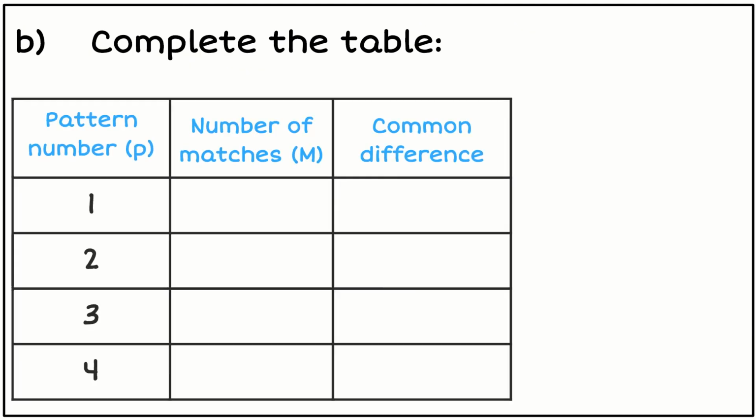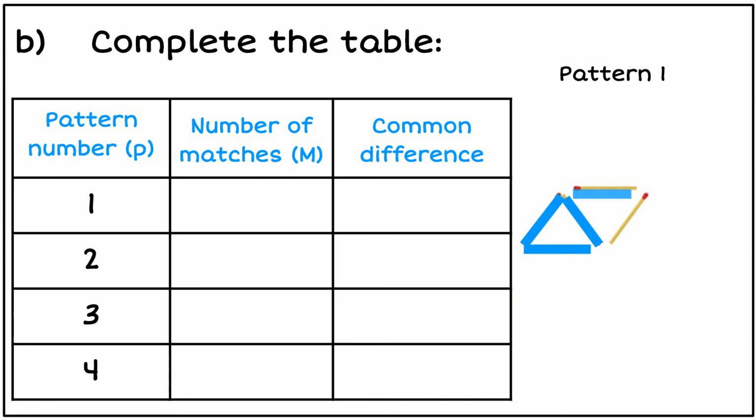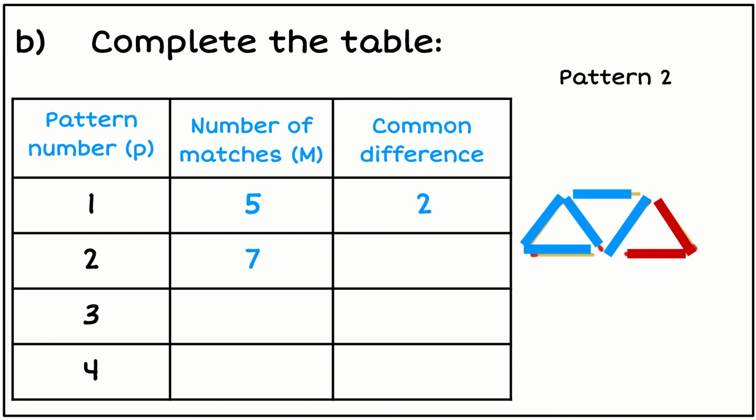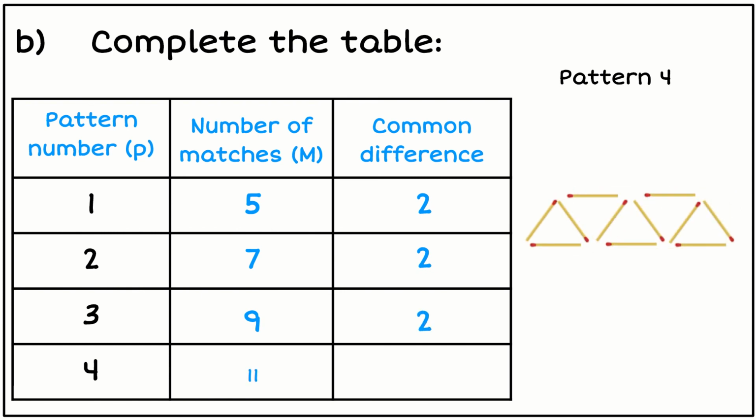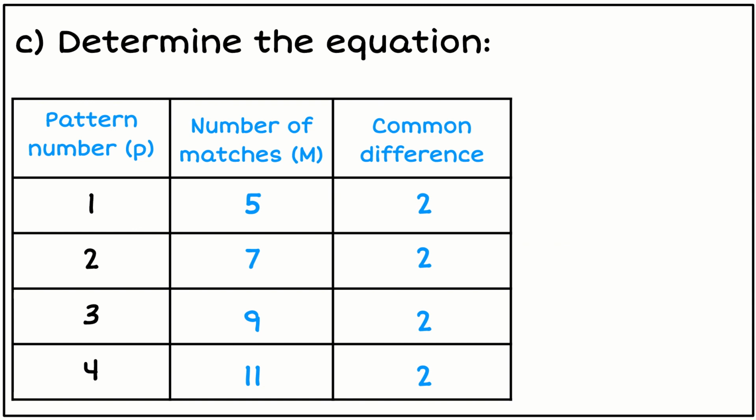So completing our table, pattern number 1 has got 1, 2, 3, 4, 5 matches. Pattern number 2 has an extra 1, 2 matches. So that gives us up to 7 matches in total. Pattern number 3 has another 2 matches on the side. Pattern number 4 has another 2 matches, and so on.